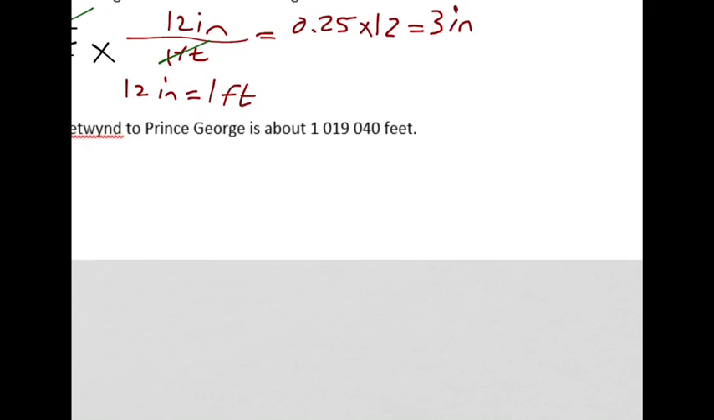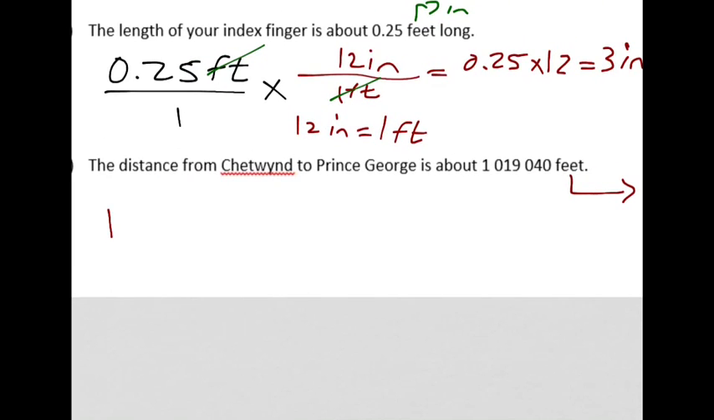So we need to go from feet to miles. MI stands for miles. So, like we usually do, we start with 1,019,040 feet. Put it over 1. Is there a relationship that we have from feet to miles? There's a certain number of feet in a mile. Do you have it from that chart that we had just previously?